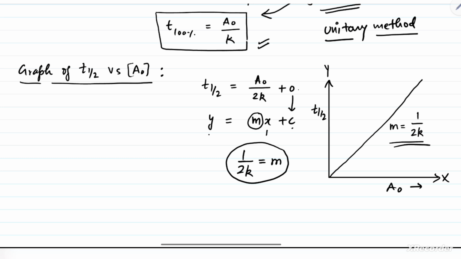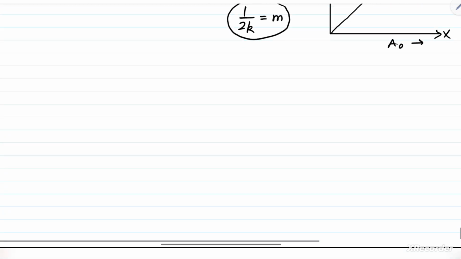In this way, these two things are important for zero order and first order reactions: how to plot the curve and how to calculate the value of the slope. These two reactions are important. Again, quickly I will start with first order kinetics.